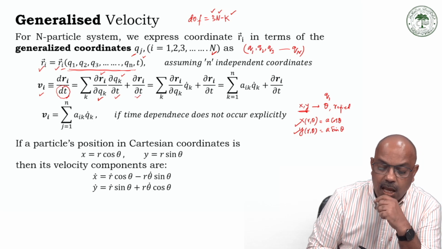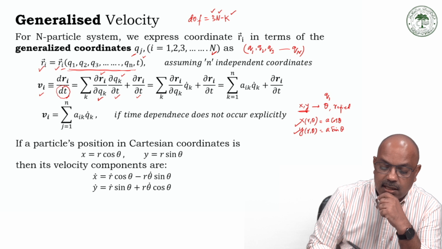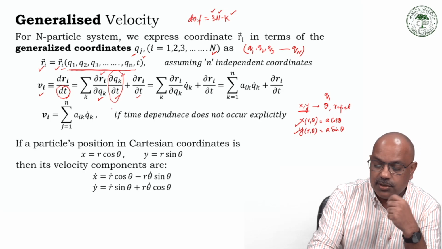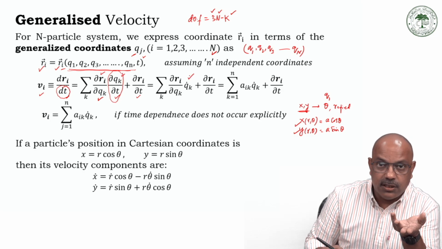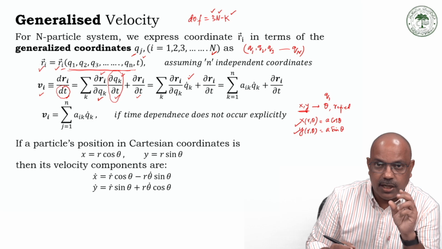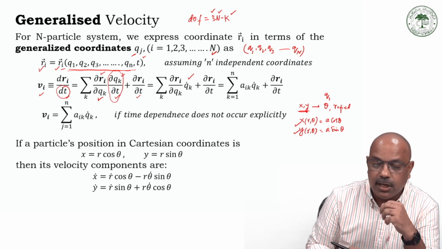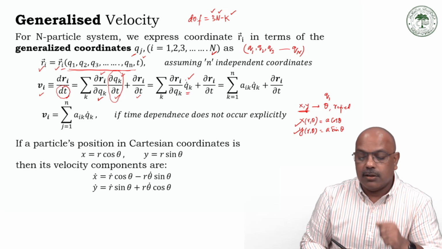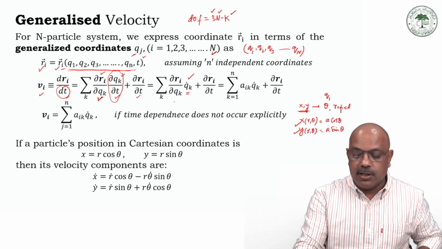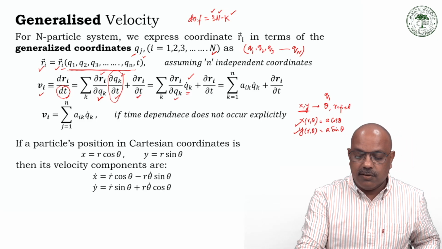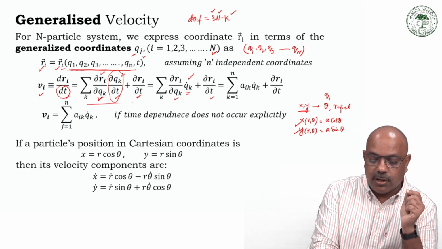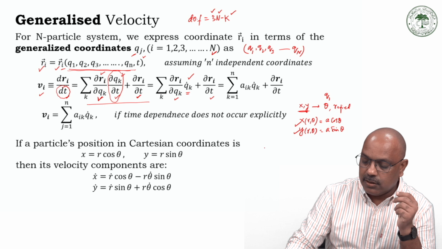So if you remember this quantity, delta q_k by delta t, the derivative of q with respect to t, I'm going to represent with q dot. Anything which is differentiated with respect to time is represented in the Lagrangian formalism with a dot, q dot. And then this delta r upon delta q is there, and this delta q with respect to delta t. Fine.